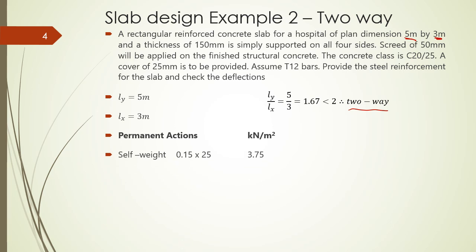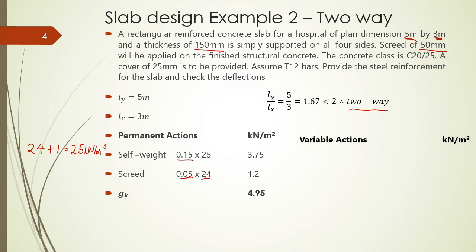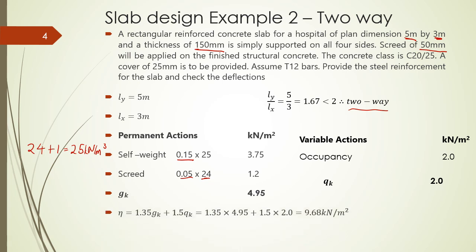We will then compute the permanent actions. We will compute the self-weight of the slab, which will be 150 millimeters converted to meters to be 0.15, and the density of reinforced concrete, which is 25. Then we'll get the density of screed, which is usually just plain concrete, which we have been told in the question is 50 millimeters. So convert 50 millimeters to meters multiplied by the density of concrete, 24. Total that up and our total dead load is 4.95. Our variable action of the hospital will be 2, and our corresponding total variable action on the slab is 2.